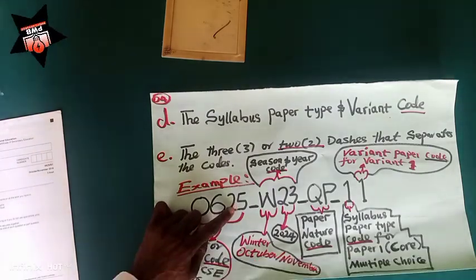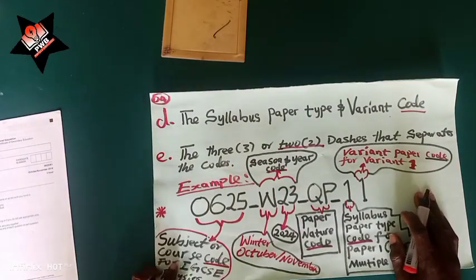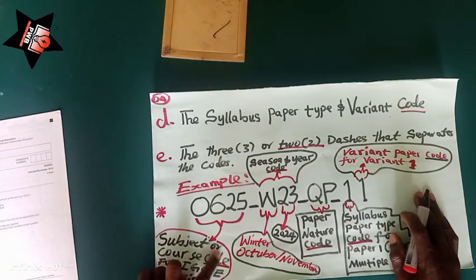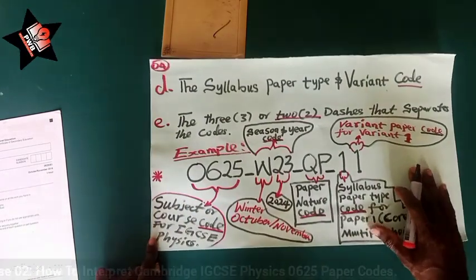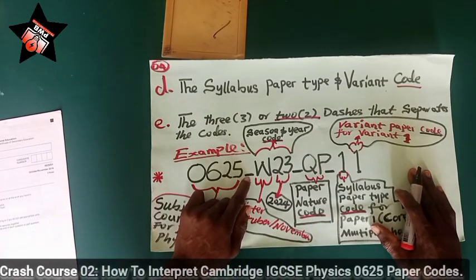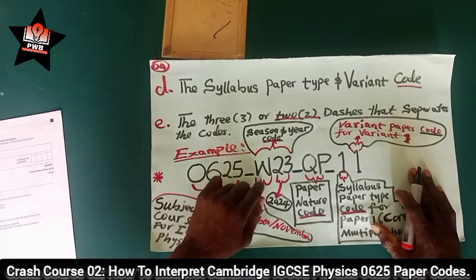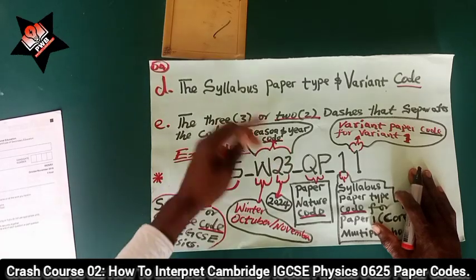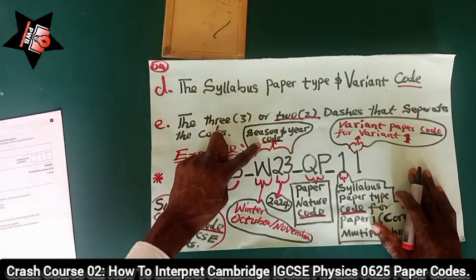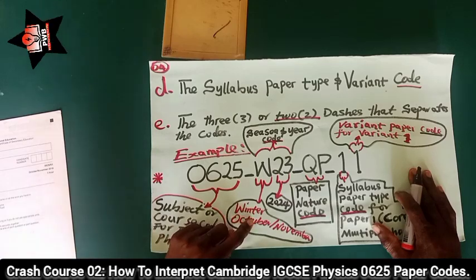Now, look at this. 0625 stands for subject or course code for IGCSE Physics. It is separated with a dash or a hyphen. Next one, you see W23. The W and the 23 stand for season / year code. The W alone stands for winter.